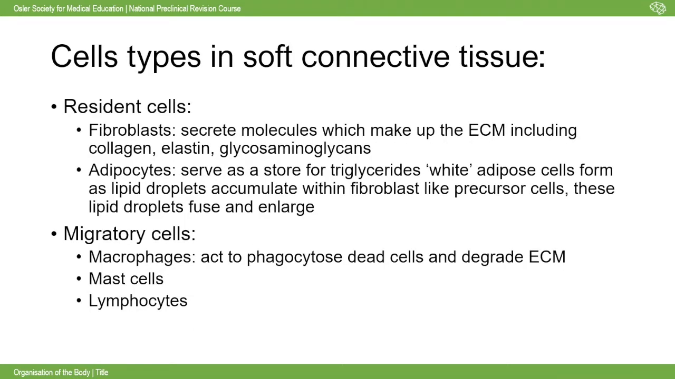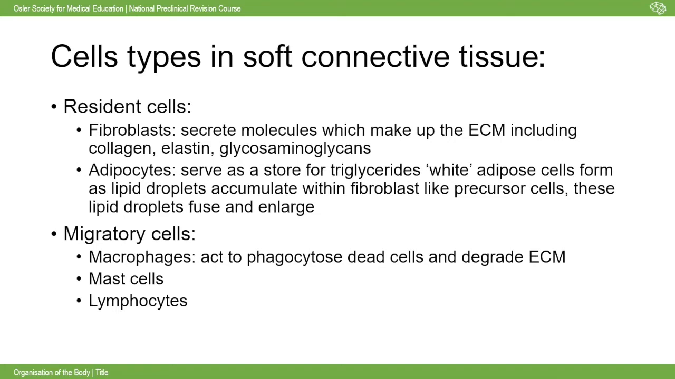So now looking at cell types in soft tissue. I mentioned earlier we have our resident and our migratory cells. Resident cells include fibroblasts, which, like I said, secrete molecules that make up the ECM. We also, in specialized tissue, such as adipose tissue, may have adipocytes, which serve as storage for triglycerides.